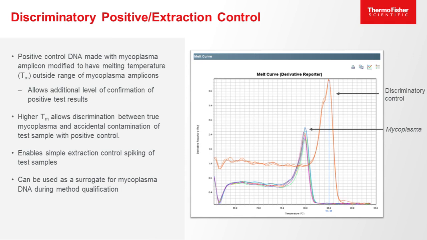Furthermore, we use the DPC as an inhibition control at the PCR level to determine whether sample matrices have any impact on the PCR itself. Therefore, the DPC significantly reduces the possibility of both false positive and false negative results. So because of these factors, the DPC can be used as a risk-free surrogate for Mycoplasma DNA or live Mycoplasma material during method optimization and early qualification.